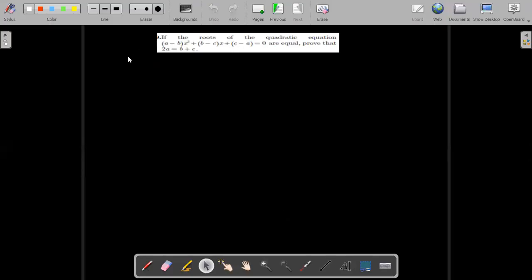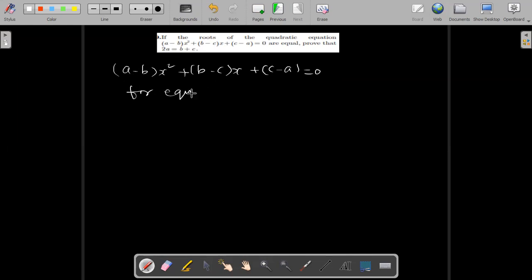If the roots of the quadratic equation (a minus b)x square plus (b minus c)x plus (c minus a) is equal to 0 are equal, to prove this, we have to prove... So for equal roots, here a is equal to this, b is equal to this. For equal roots, D is equal to 0.